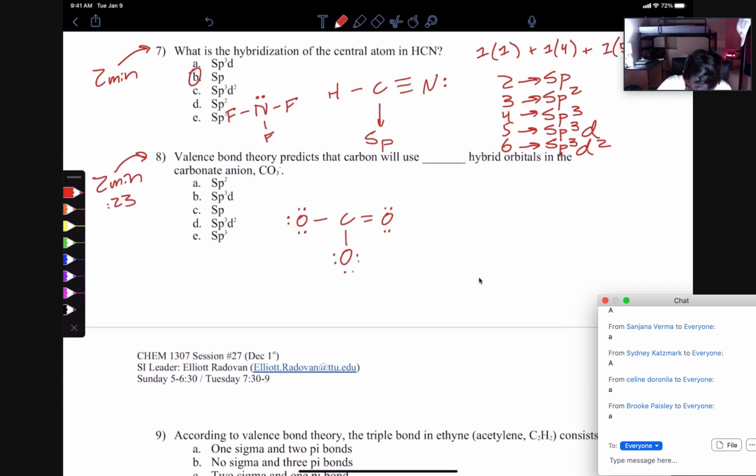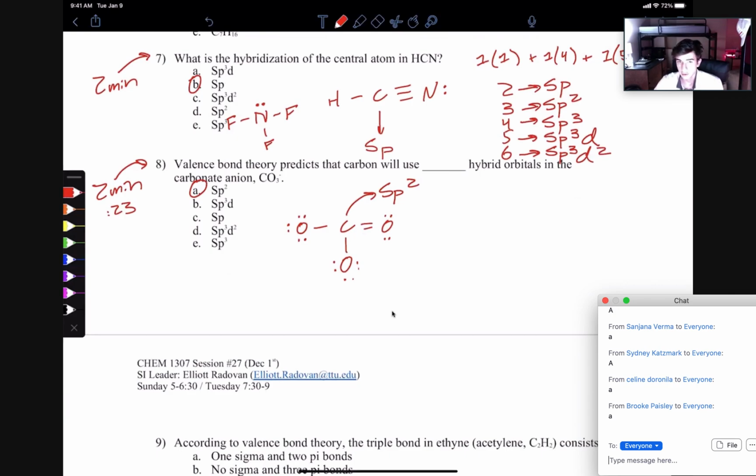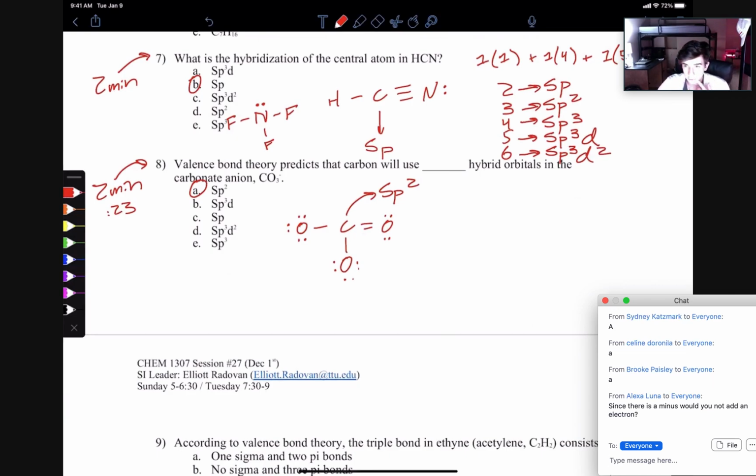So now there's no lone pairs, so we're just counting the number of things attached. So there's 1, 2, 3 things attached. So this makes it sp2 hybridized. So that carbon is sp2. Okay. All right. So does anyone have any questions over 8?